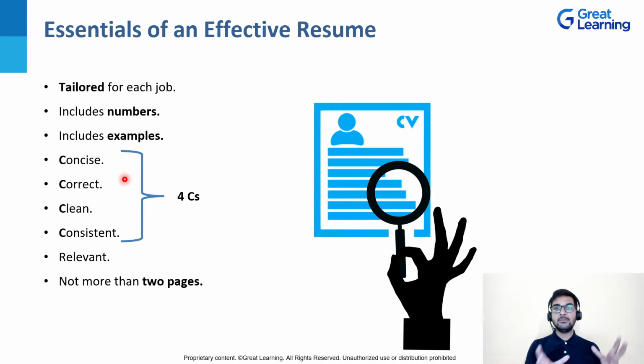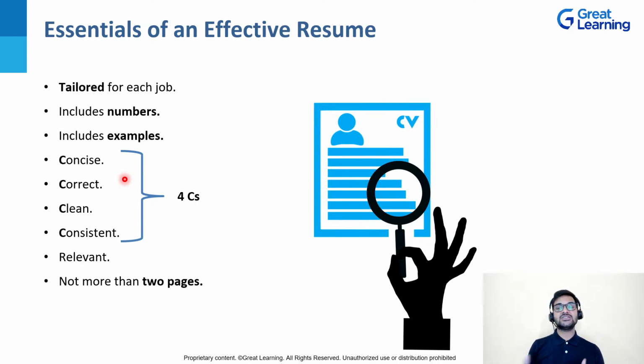Preferably it should be 1 page, but if you have so many things, let's say cultural committee you were a part of, technical committee you are a part of, you have worked for NGOs, so much work you have done, maybe it can go up to 1.5 or 2 pages. Now if it is of 2 pages also, you will not have a lot of space to write essays and long stories, and nobody is going to read those long essays. So make sure you write it very precisely.